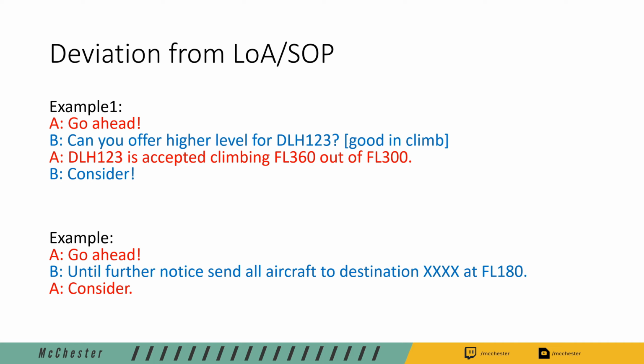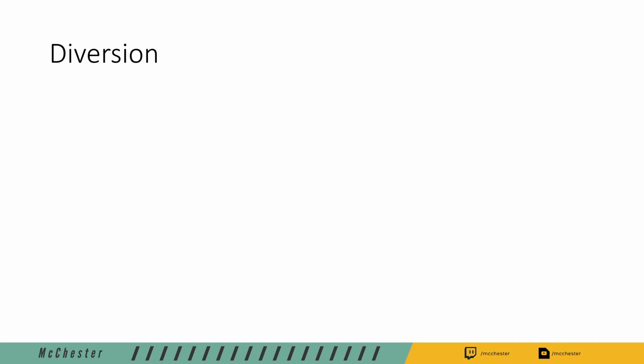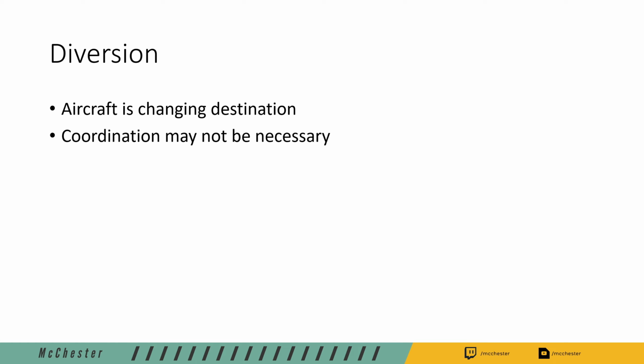Consider. A diversion means that an aircraft is changing its destination. The coordination may be omitted, provided that you change the flight plan accordingly and that there is enough time for the downstream controller to react to that. But in case it becomes necessary because the diversion is happening very close to a sector border, or that you're unable to change the flight plan in time due to heavy workload, this is what a coordination for diversion would look like.